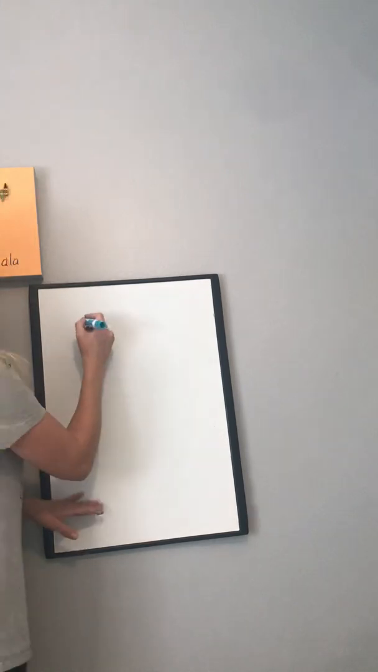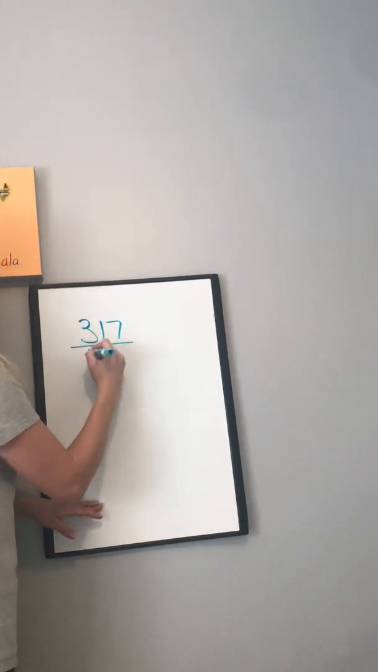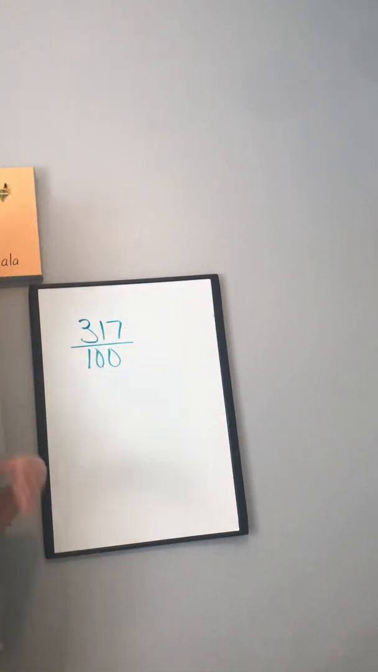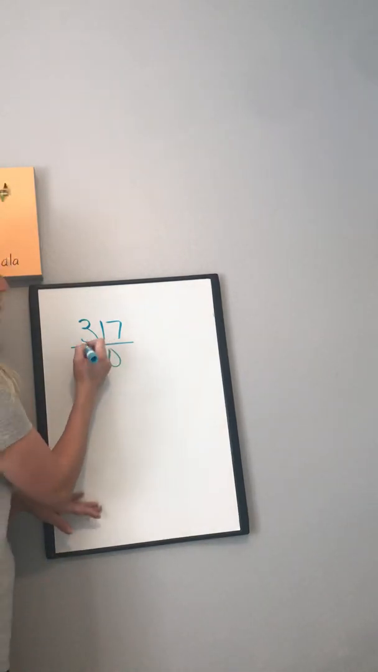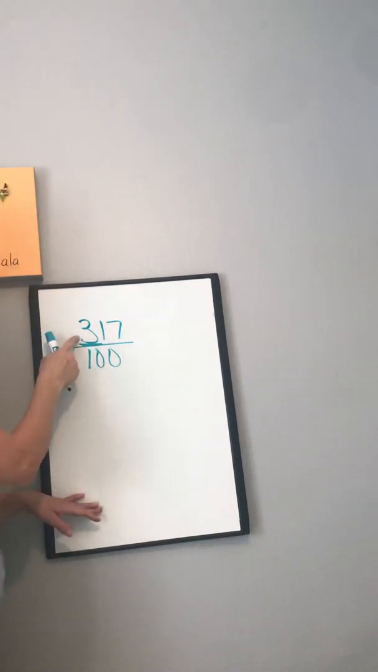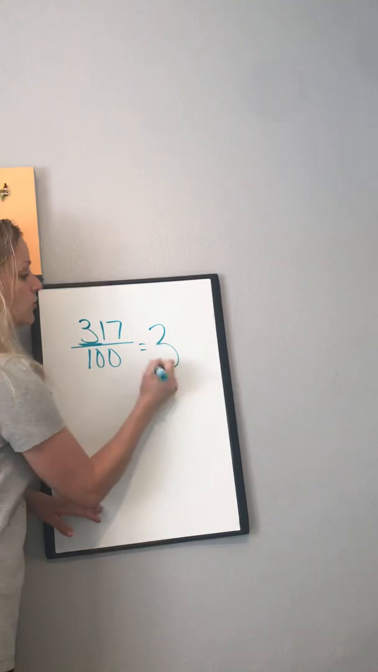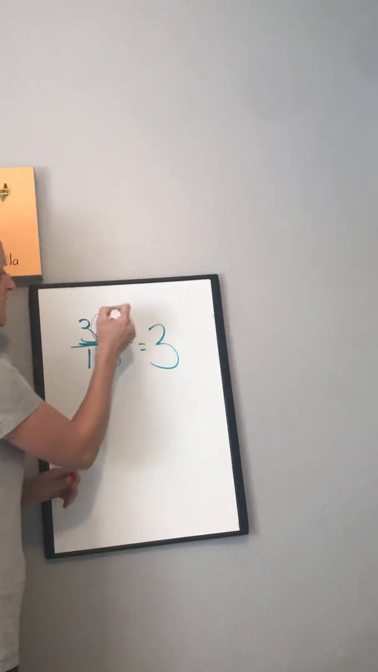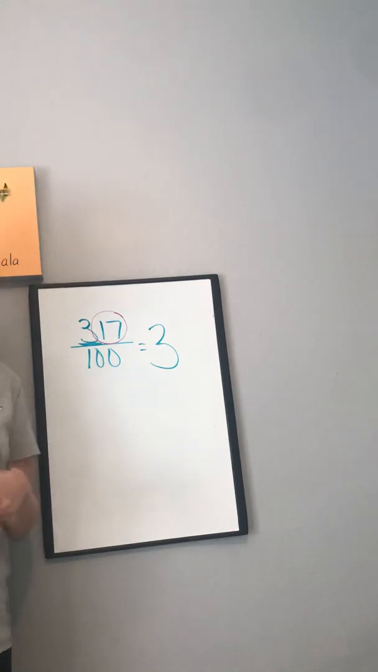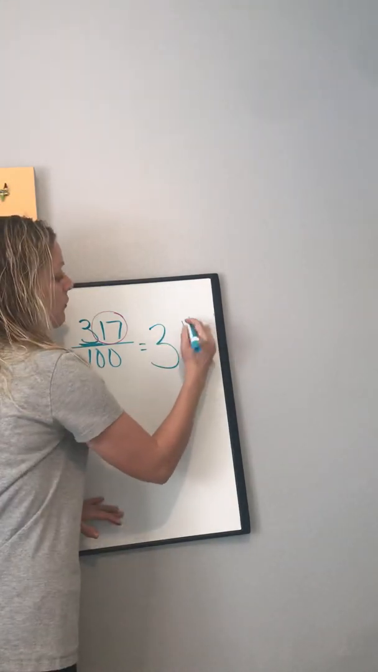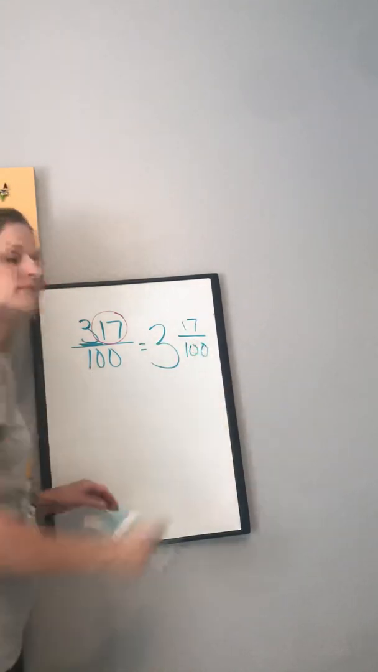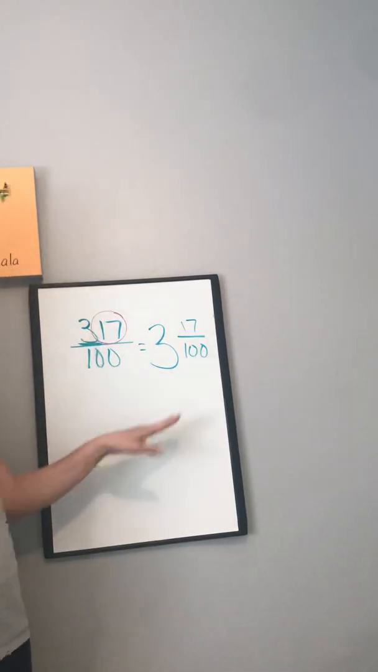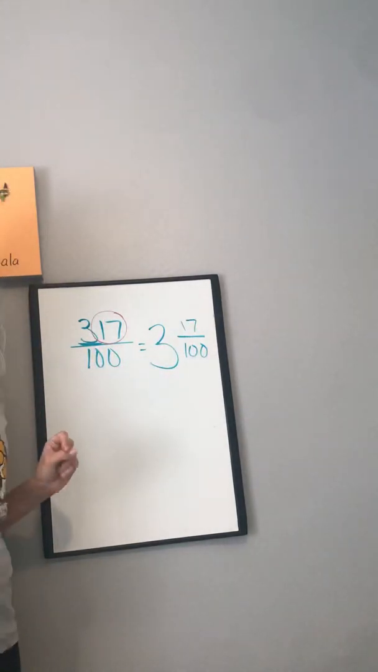So if I had 317 over 100. So same trick, same thing with this trick. What's my first digit here? A 3. That's your whole number. What are the other 2 digits left? 17. That's your numerator over 100. Okay? And if you did the division, you would get that same answer. Okay?